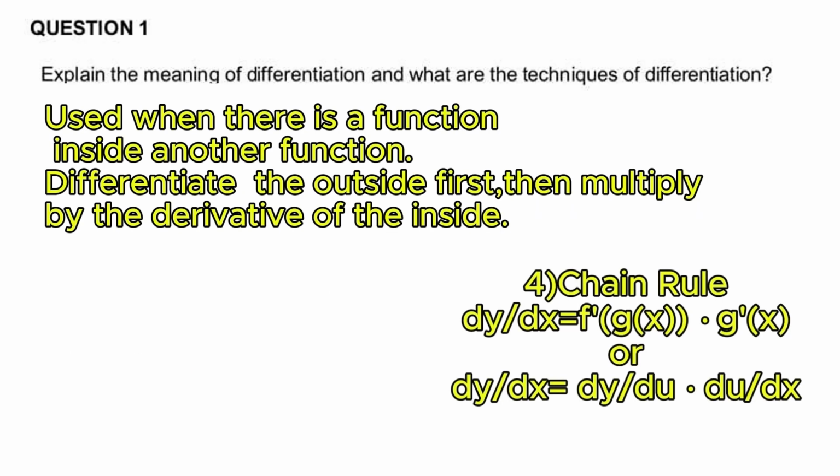Number 4, chain rule. Used when there is a function inside another function. Differentiate the outside first, then multiply by the derivative of the inside. The formula is dy over dx equal f'(g(x)) times g'(x), or dy over dx equal dy over du times du over dx.